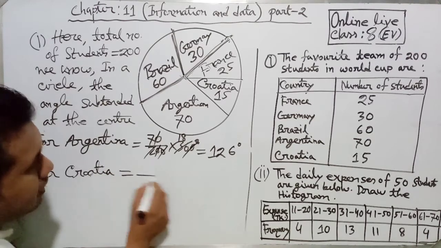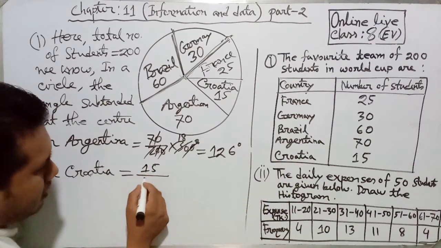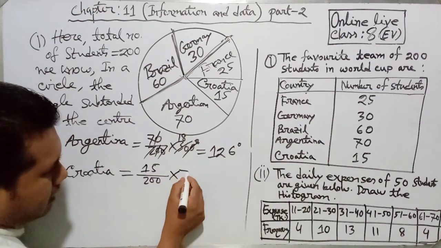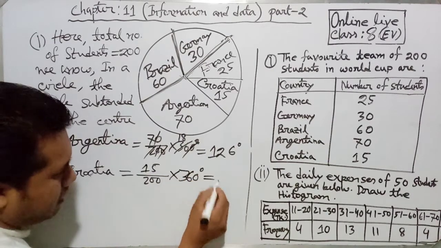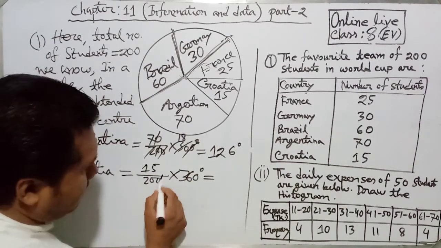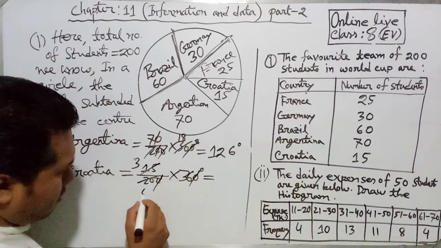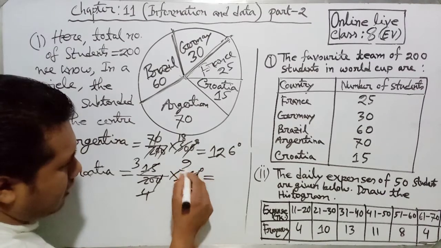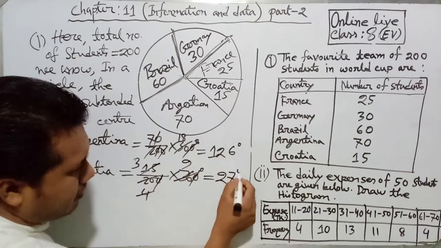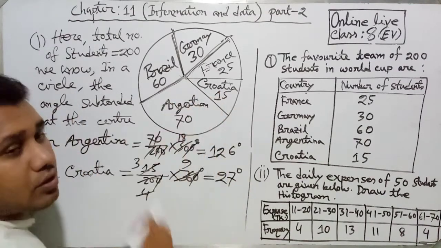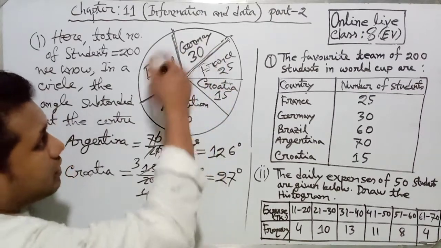Now for Croatia it will be 15 divided by 200 into 360 degrees. So now if we divide this and this, 3, and this is 4, and this is 9, 27 degrees. So it will be 27 degrees. Clear? So this is our pie chart.